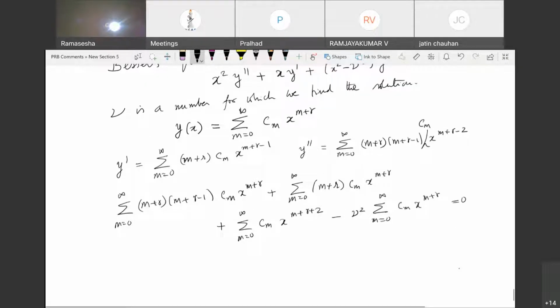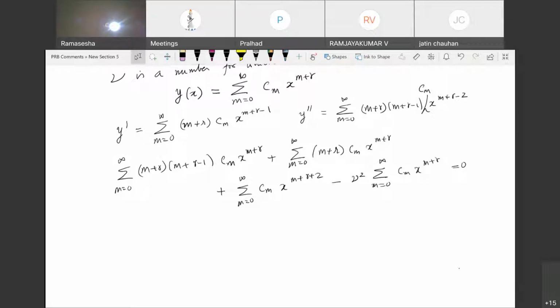So if I collect the coefficient of x to the power r, I get r times r minus 1 plus r minus mu squared times c naught. Then this other one, with m equal to 0, will only give x to the power r plus 2. So this does not have an x to the power r coefficient.